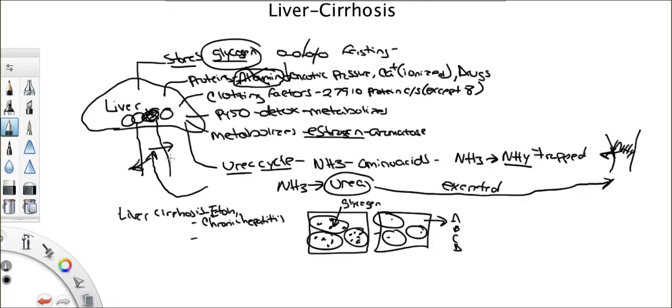They develop that edema around their belly, the massive ascites, and they always have to get paracentesis done, right? And they take out liters and liters of fluid. Okay, one of the big reasons.